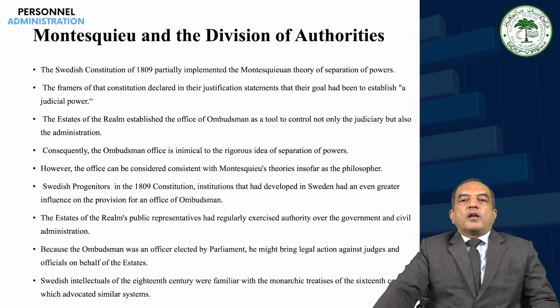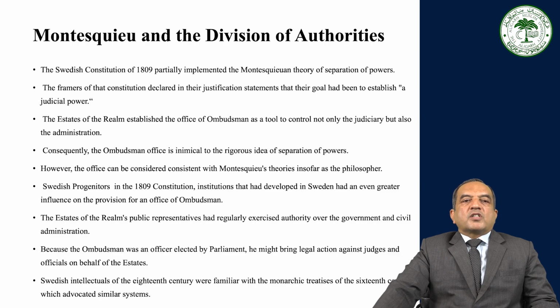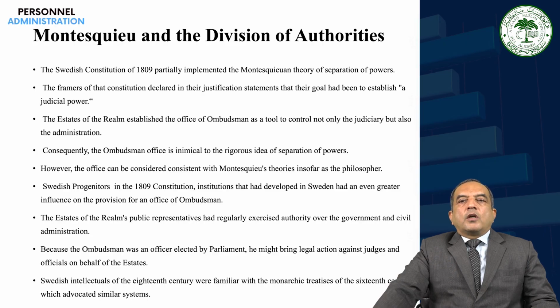The states of the realm established the office of ombudsman as a tool to control the judiciary and administration, with the explicit authority to intervene in the legislative branch only in limited circumstances. Consequently, the ombudsman office is inimical to rigorous ideas of separation of powers. However, the office can be considered consistent with Montesquieu's theories insofar as the philosopher regarded the existence of certain authorities as a means of ensuring that the three major powers stay within their bounds.